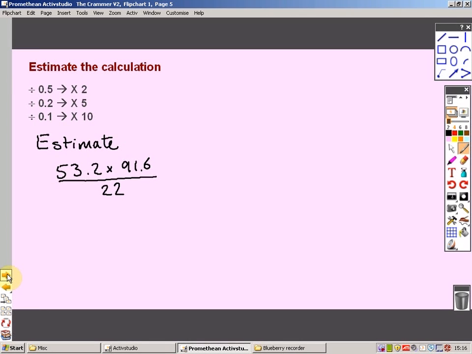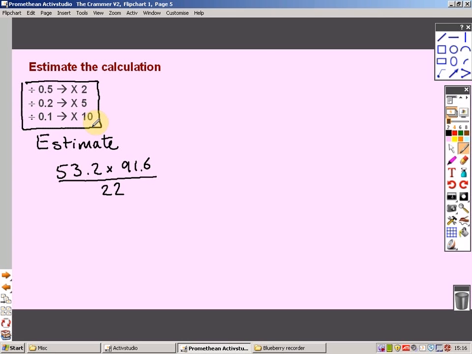Estimate the calculation. I love this question. I always think it's quite straightforward. You have to have learnt this bit here. That if you end up with dividing by 0.5, it's the same as timesing by 2. If you divide by 0.2, it's the same as timesing by 5. And if you divide by 0.1, it's the same as timesing by 10. You have to learn that before you go in the exam.